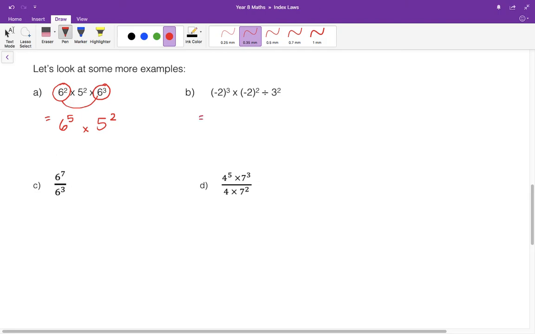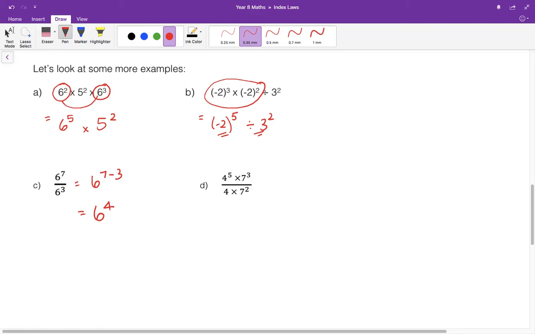In our second example, we've got negative 2 all to the power of 3 times negative 2 all to the power of 2 divided by 3 squared. So I know that these ones have the same base and we're multiplying, which means I can add the indices. So I've got negative 2 to the power of 5 divided by 3 squared. These numbers have a different base, so I can't put them together. In my third example, I'm dividing, and I know that when I'm dividing with the same base of 6, I can subtract the indices. So my answer will simplify to 6 to the power of 4.